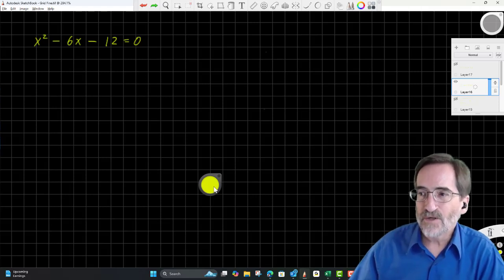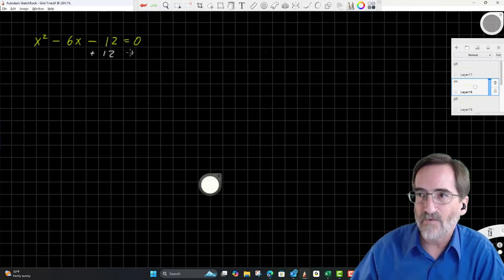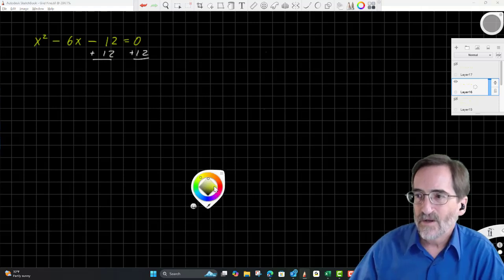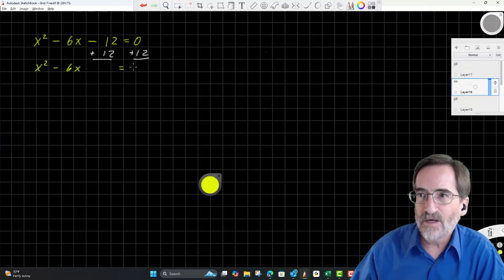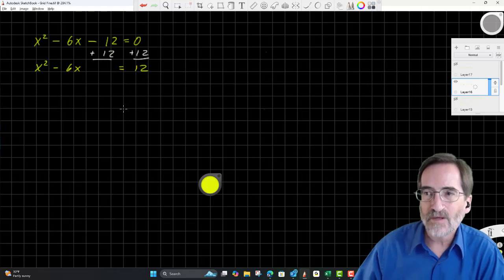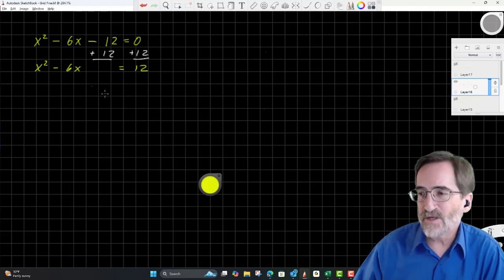And we're going to use the completing the square technique. I'm going to move the negative 12 to the opposite side by adding 12 to both sides. So x squared minus 6x equals 12. And that's to clear the space to complete the square.